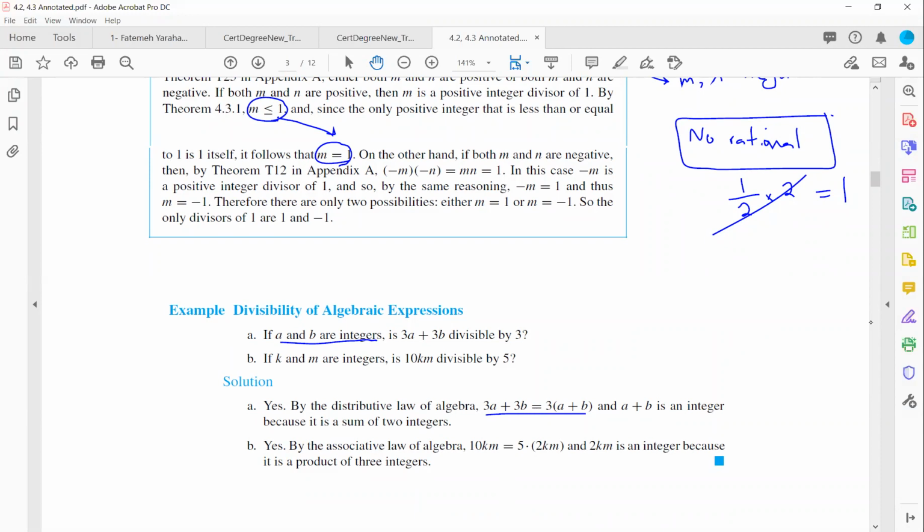B, if k and m are integers, is 10km divisible by 5, or is 5 a factor of 10 times k times m? Of course you can write 10 in factored form: 5 times 2 times km, and 2 times km is also an integer. So as you can see, you have the factor here. 5 divides the right-hand side, 5 divides the left-hand side. So 5 is a factor of 10km.